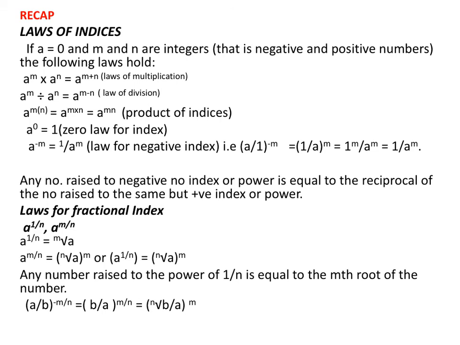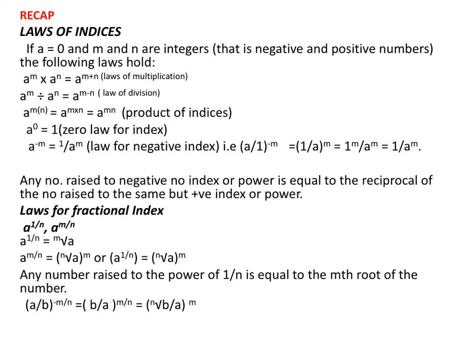We've come to the end of this section, but let's take a look at what we've done so far. Laws of indices. If a is not equal to 0 and m and n are integers, that is negative and positive numbers, the following laws hold. a raised to power m times a raised to power n is equal to a raised to power m plus n, and this is the law of multiplication. a raised to power m divided by a raised to power n is equal to a raised to power m minus n. And this is the law of division.